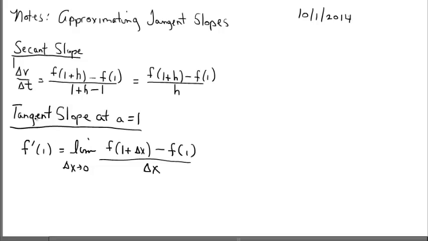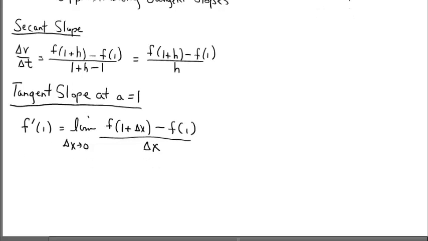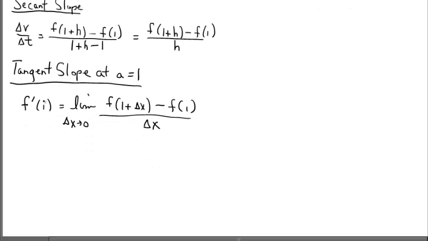All right, the tangent slope at a equals 1 is what we wrote down. This is the notation that represents those words right there. And the tangent slope can be found by taking the limit of secant slopes. And as mentioned earlier, h and delta x are used interchangeably. It doesn't matter which one. I just wanted to make sure that you were aware that h and delta x usually represent the same thing.